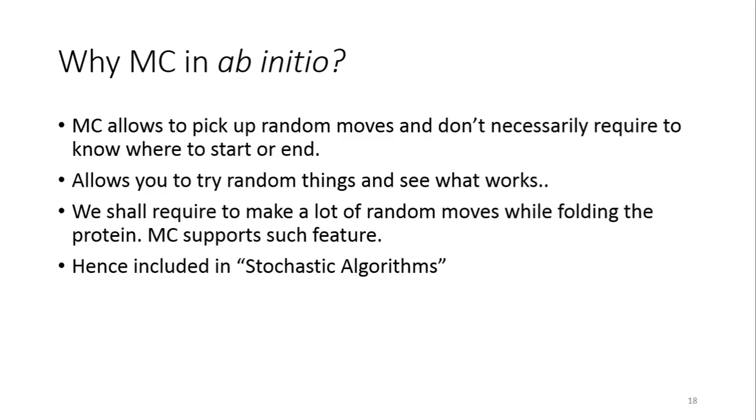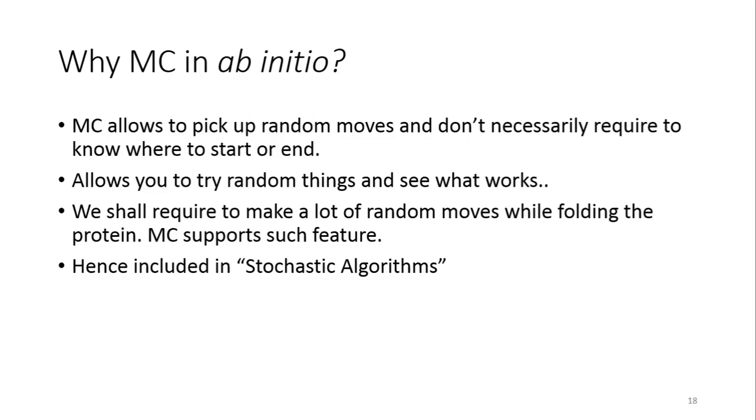Okay, so the very first feature of this Monte Carlo simulation method is that it allows you to pick up some random moves and doesn't necessarily require you to know where your simulation would start and where it would end. And this is the exact feature that we are looking for when we are trying to predict the structure of a protein in silico or using an ab initio method. We really don't know from where exactly your protein would start folding and where it would stop.